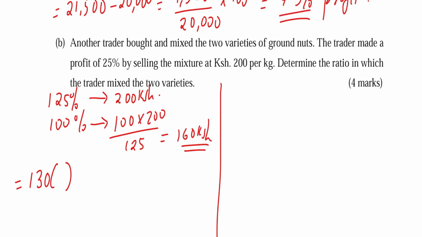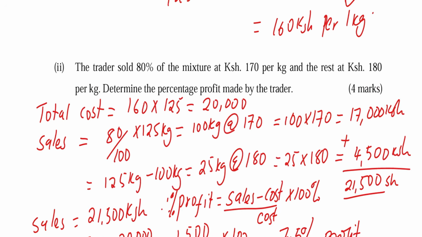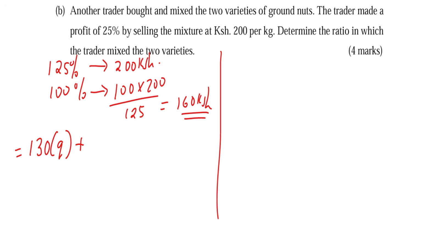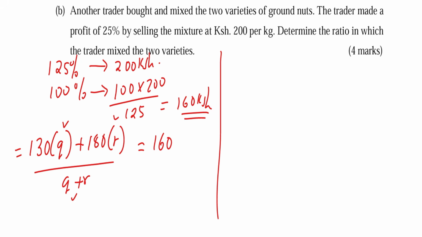And the other one was 180, which is represented by R. So this was 180 multiplied by the kgs represented by R, divided by Q plus R. These are the number of kgs and this is the sum of those kgs. When you add and then divide by the number of kgs, it gives you that 160. Remember, we didn't know by how much they mixed, so you don't know how many kilos you take of one and how many of the other. That's why I have put unknowns. So cross multiply.